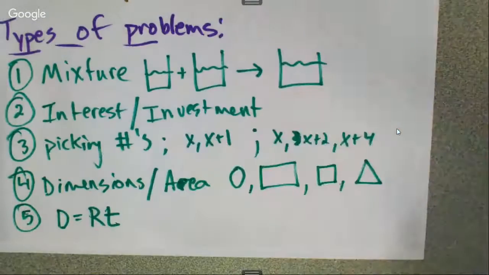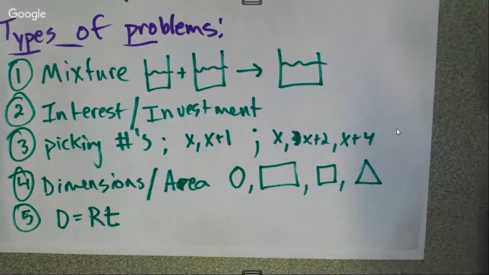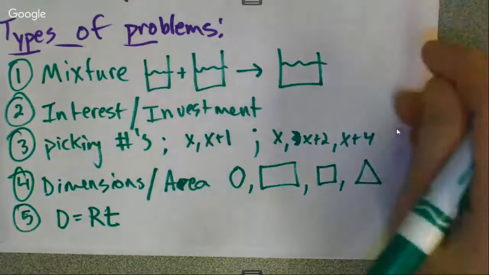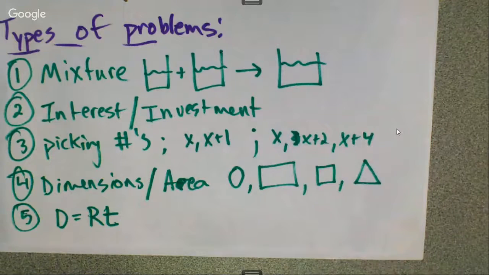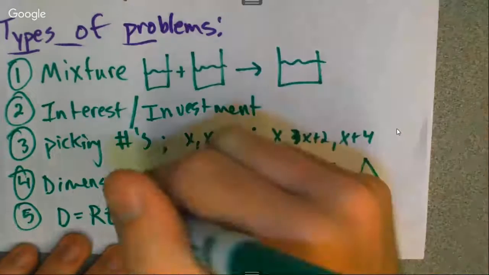Two trains are going in opposite directions, or two cars are going from Independence to Dallas, Texas, and one is traveling 10 miles faster than the other. Who gets there first and by how much time? Okay, those kind of things are distance, rate, and time.